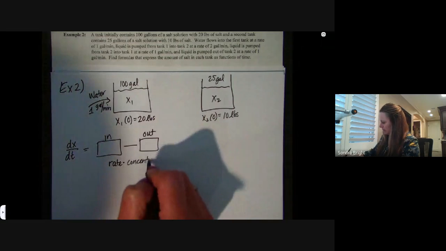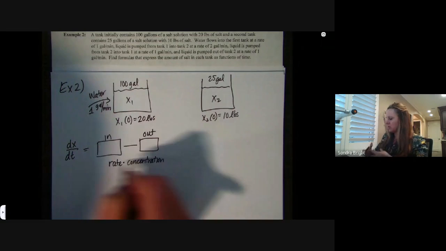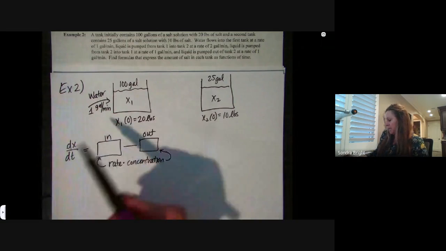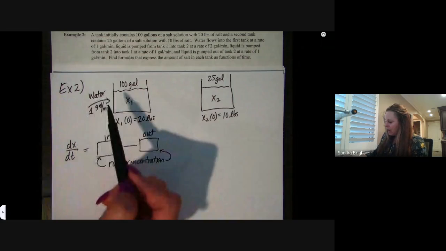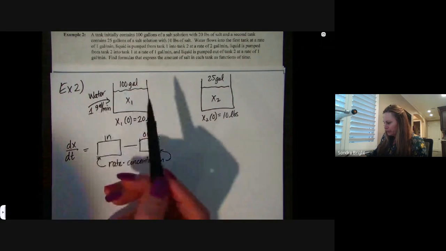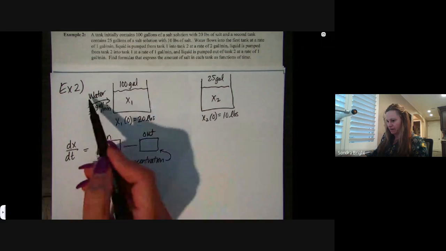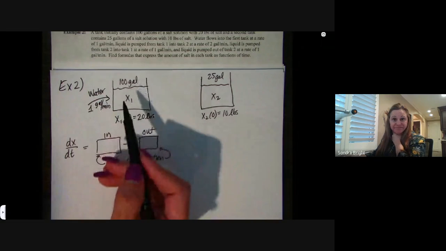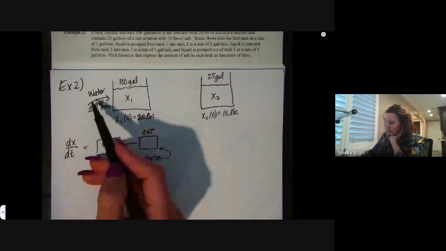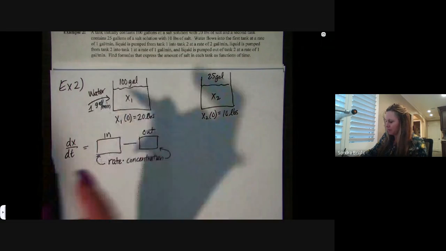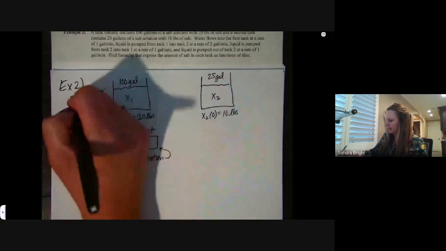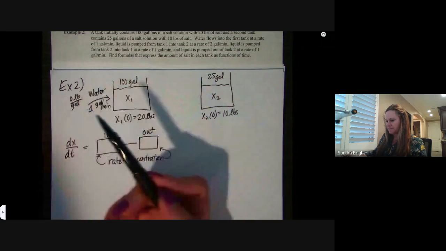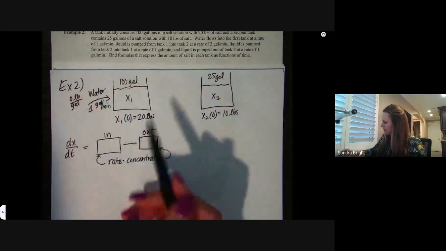And on each of these boxes, you would ask, okay, how much is going in? Rate times concentration. The concentration is a ratio of how much salt per the gallons in there, right? And how much salt is in water? Well, theoretically none. So anytime there's water, you say 0 pounds per gallon is the concentration of that one. All right, so that's the water.